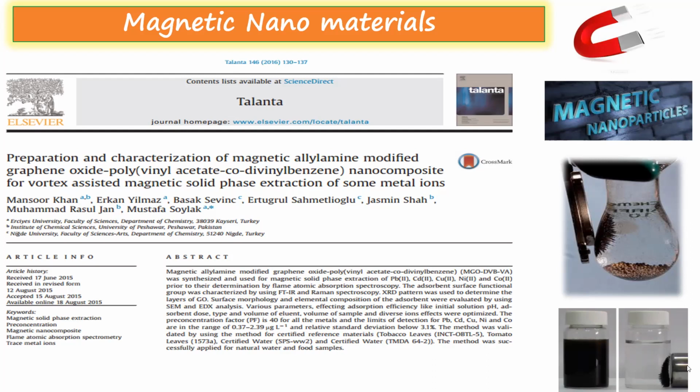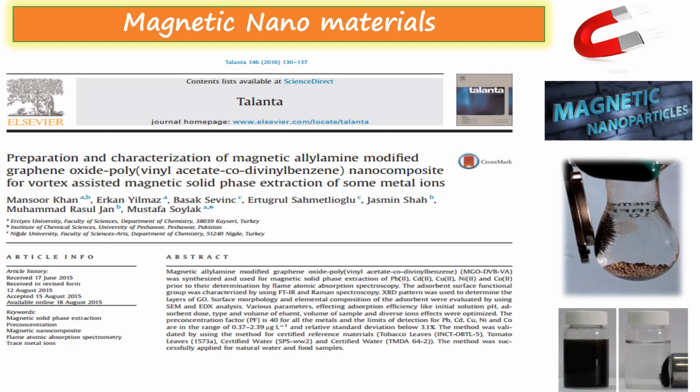You can see the collection of our adsorbents on the surface of the vial with the help of a magnet, and this is a very good property for us for the separation of our adsorbents from the aqueous samples.